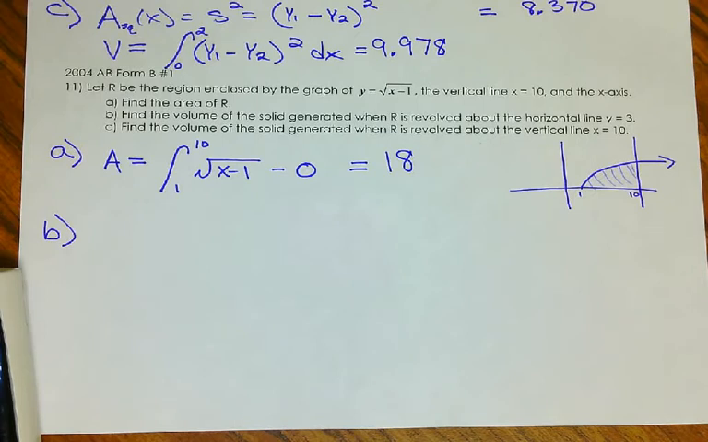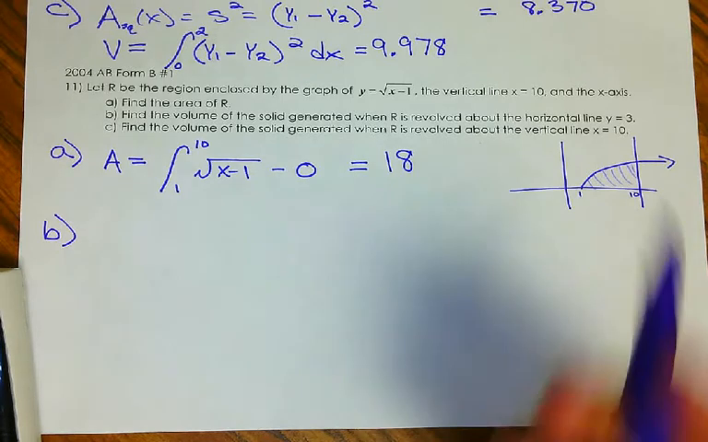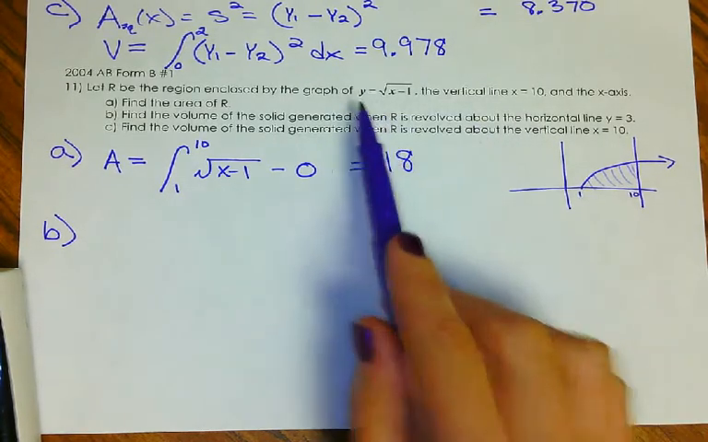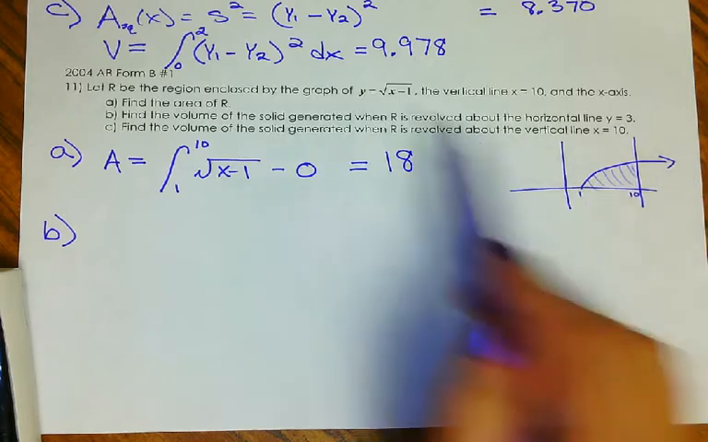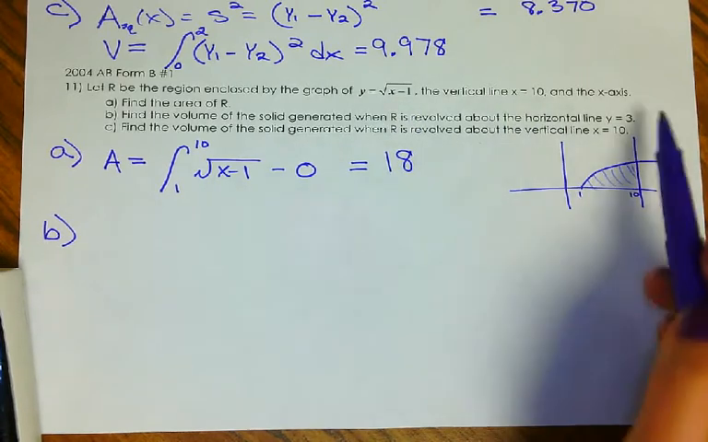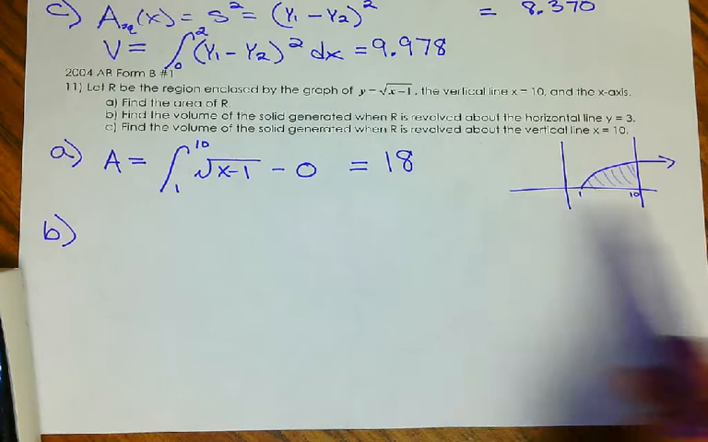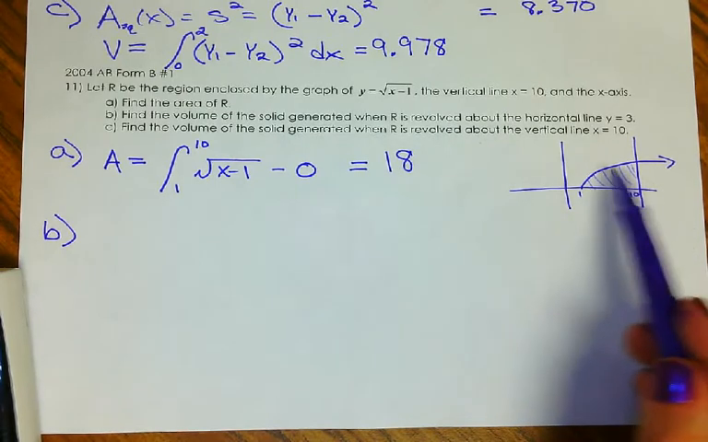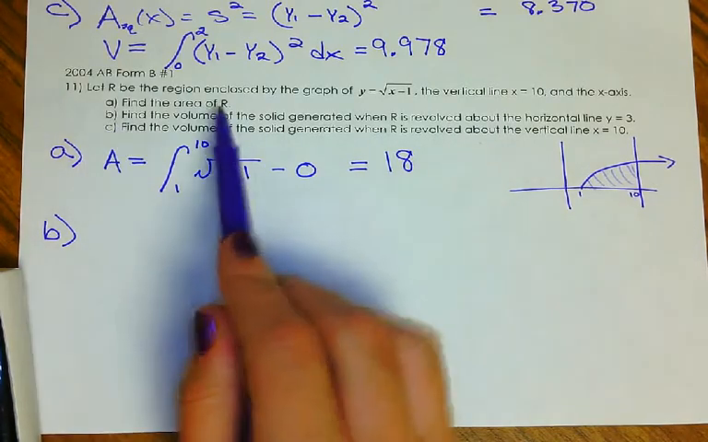Okay, the last one we have here is from 2004. So I got a little head start here. I sketched it out, where it's a pretty straightforward area and volume problem. So I graphed the square root curve shifted to the right one. You have the line x equals 10 here, and we have the area bounded by that and the x-axis. So here's your shaded region.